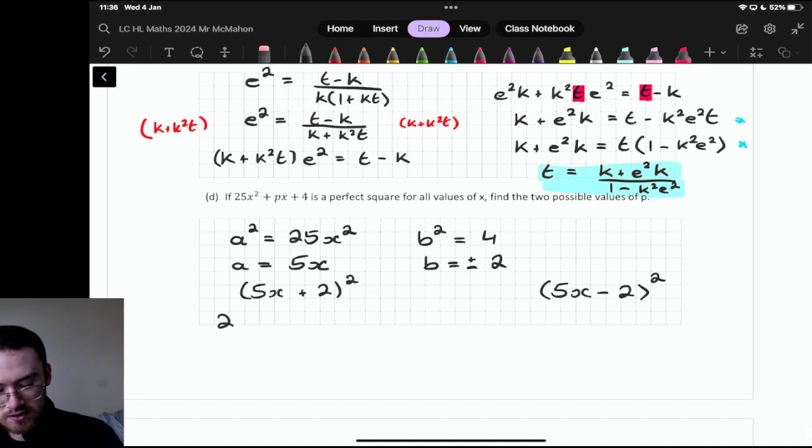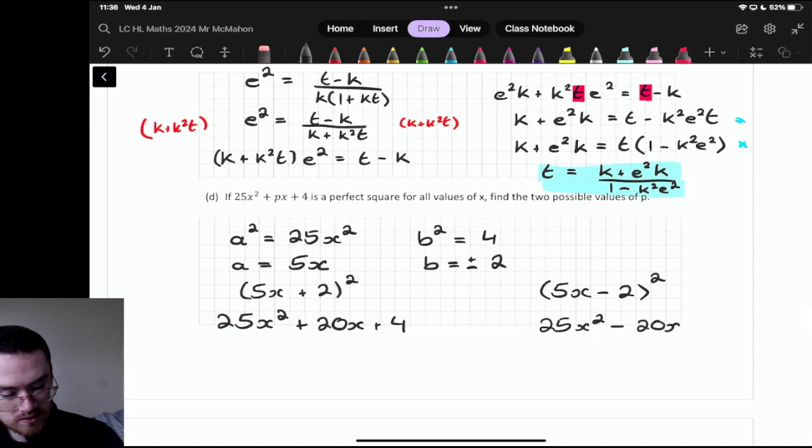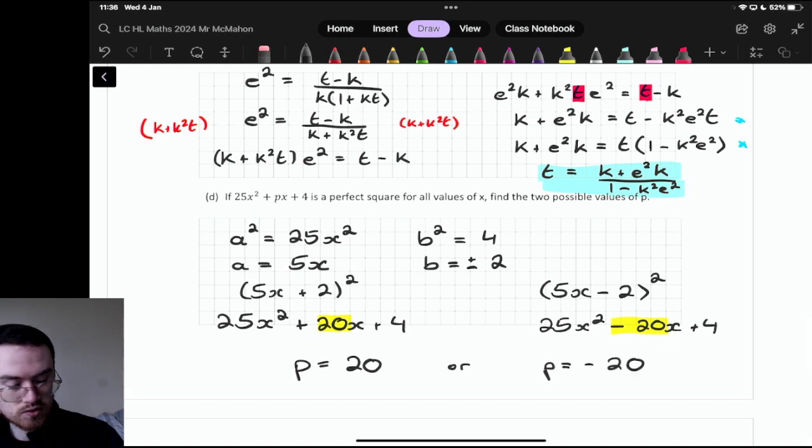If we multiply that out, we can see we get 25x squared as we expected. We're going to get 20x, we're going to get 4, and over here we get the same again, 25x squared. This time we're going to get a minus 20, and we get our plus 4 again. So our two possible values for p are these two values here. So p is either equal to 20 or p is equal to minus 20.